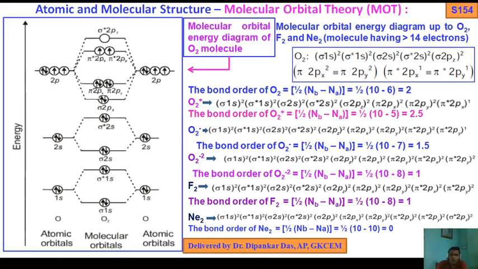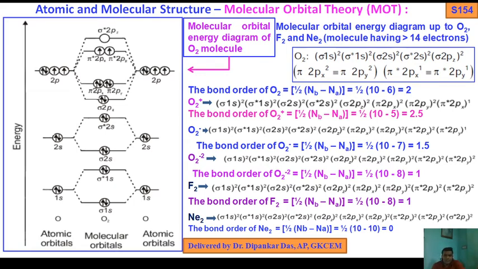Now the bond order of O2. As you know, between oxygen atoms there is a double bond. So we mathematically prove that here the bond order is 10 minus 6. Why? 2, 4, 6, 8, 10, minus 6: 2, 4, 6. So 10 minus 6, 4 by 2, that is 2. So that's why the bond order of the oxygen molecule is 2. That means between the oxygen atoms there is a double bond.